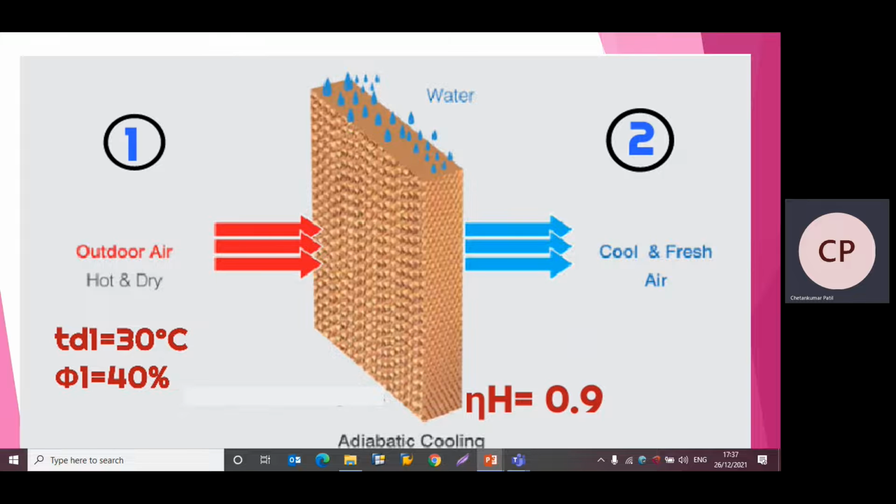And here the humidifier efficiency is also given. So we have to note down that eta H is equal to 0.9. Now with the help of this data, we have to solve the problem.